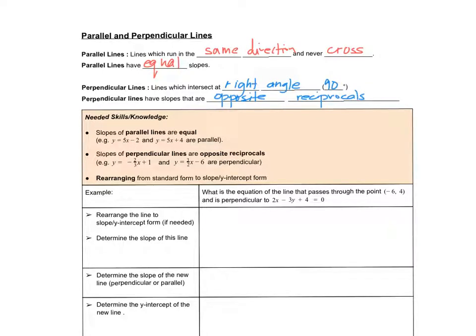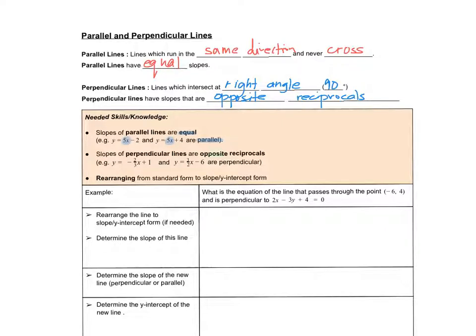So the skills that you need for today's lesson is that you must understand that the slope of parallel lines is equal. So if there are two examples given here, for example, y equals 5x minus 2 and y equals 5x plus 4, both of them have 5x. That means they are parallel. 5 represents slope.